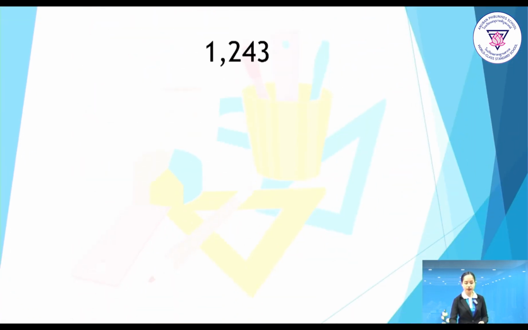Let's go to number 3. You are going to write the number in standard form. When we say standard form, it's very simple, you're just going to write the number. For example, if you see the number 1,243, you just write 1, 2, 4, and 3. That's it. Very simple.